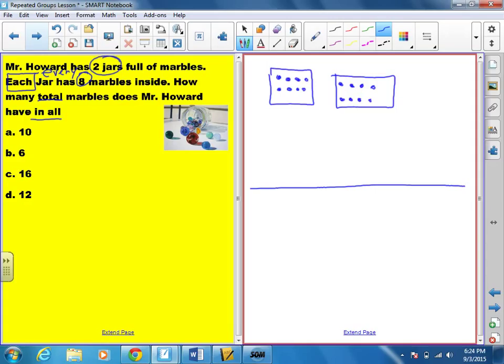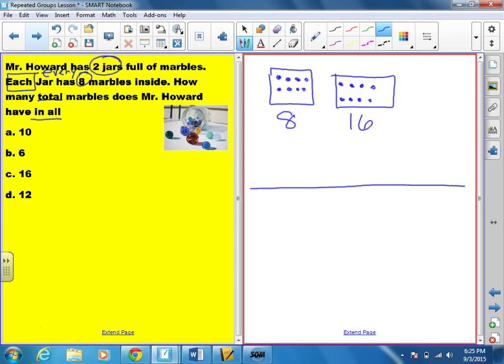So as we begin to count, 1, 2, 3, 4, 5, 6, 7, 8. 1, 2, 3, 4, 5, 6, 7, 8. Both groups have 8 inside. So simply we have 8. Remember, after you finish counting one group, remember to write it down so that you don't forget. 9, 10, 11, 12, 13, 14, 15, 16.